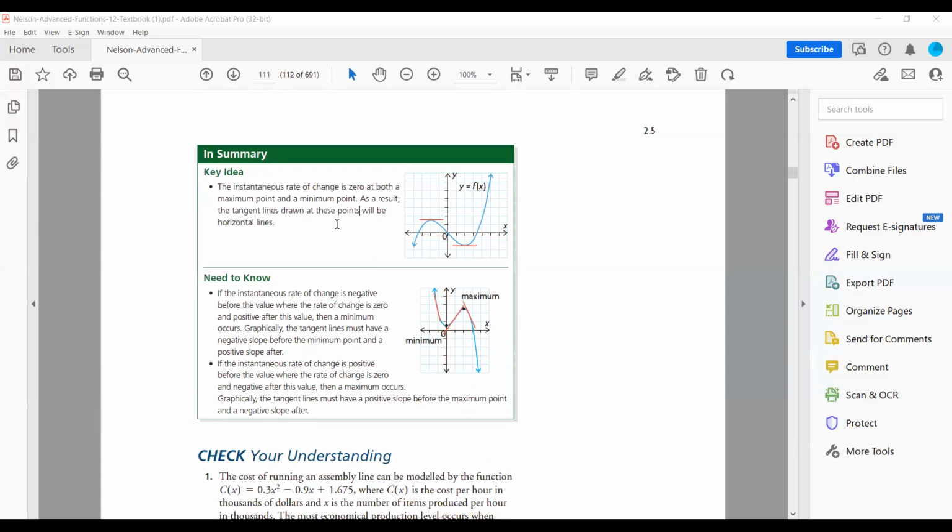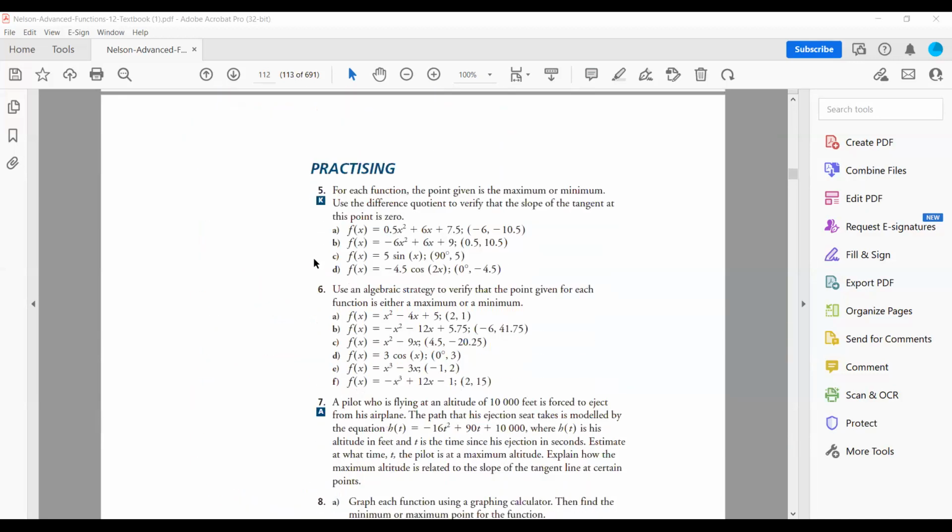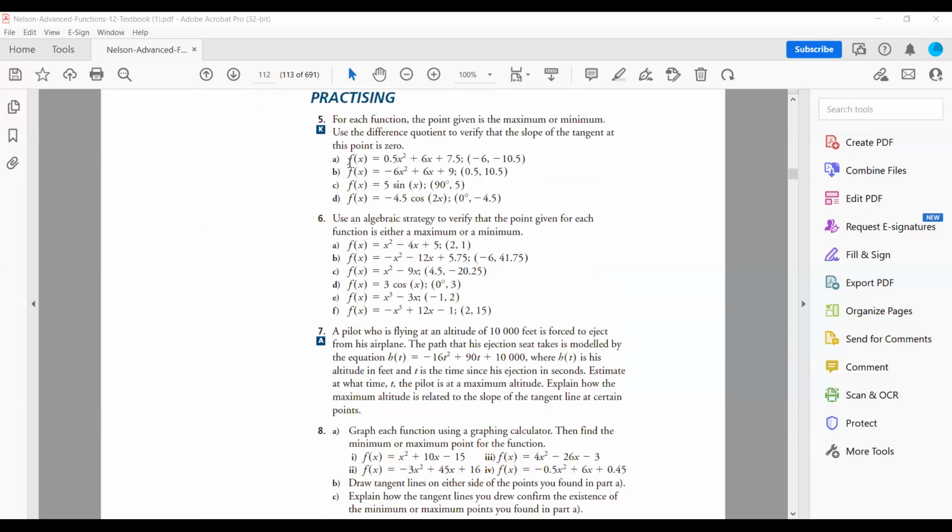Please remember these definitions. And let's move on to practicing. So I'll give you a help here. Please start with exercise number 5. Once you finish it, this would be part of your home assignment. So please work on it now.